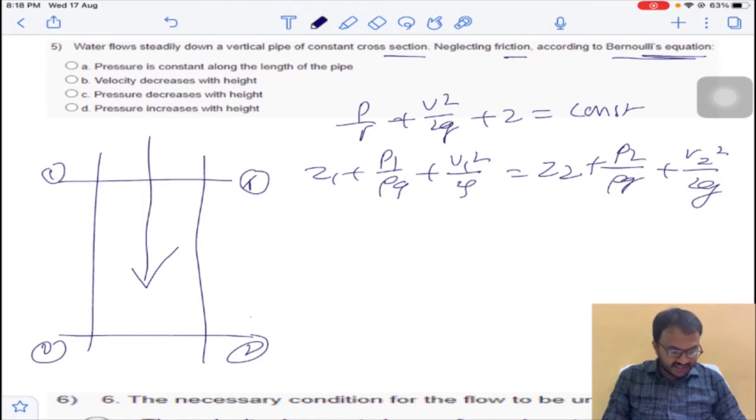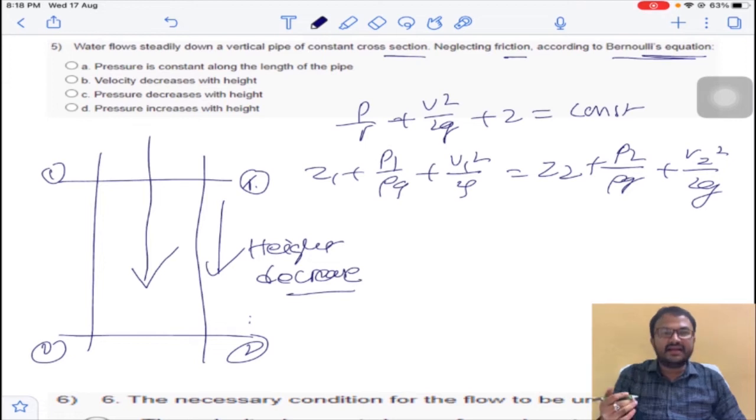As we move from section 1 to 2, that is in the direction of flow, height decreases. In this direction, height decreases. As height decreases, pressure also decreases.